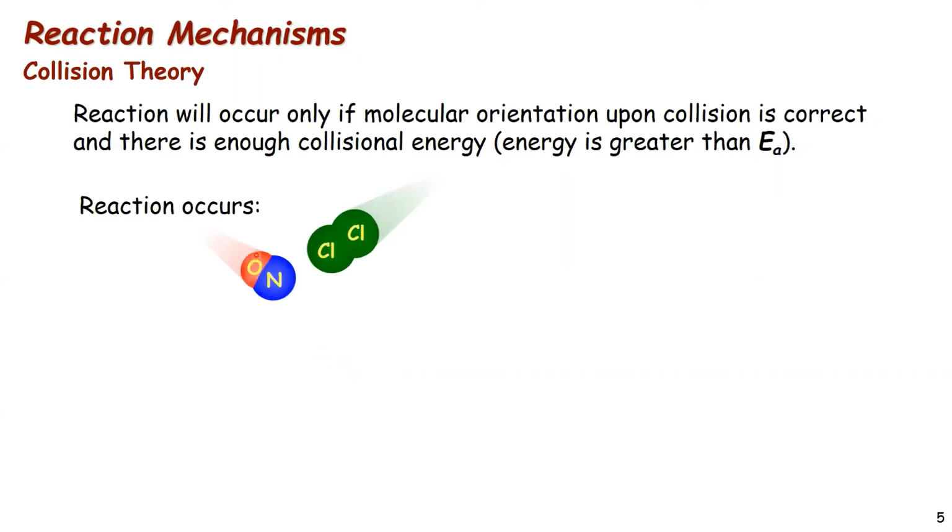We have a nitric oxide molecule coming in and colliding with a chlorine molecule. A reaction occurs and the chlorine is transferred, makes a bond with the nitrogen. Now we have a nitrogen-chlorine bond, and the free chlorine atom flies away. And again, we're assuming that it had enough energy for this to occur.